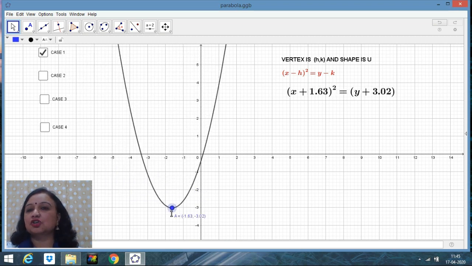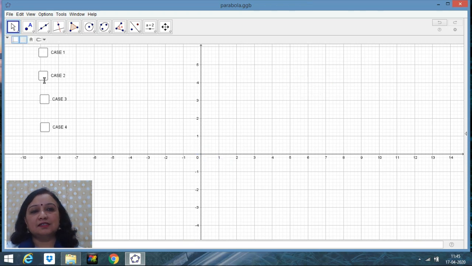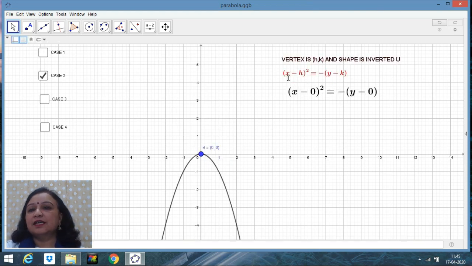Now if I come to the second case, it says that if the equation is again quadratic, x is quadratic, (x minus h) whole square is equal to y minus k, y is linear but with a negative coefficient. In this case, the turning point will be (h, k) only, but the shape of the parabola will be inverted U. The shape of the parabola will be inverted U.